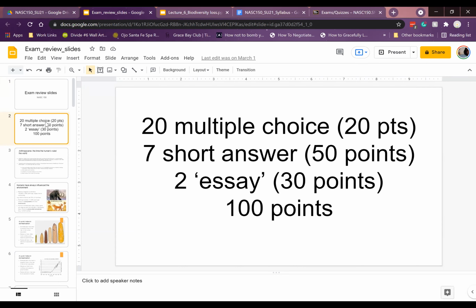Now, if we look at the slide here, we have 20 multiple choice questions, 7 short answer questions, and 2 essay questions, giving you a grand total of 100 points, or 25% of your grade. So it is worth a bit of your grade, but it is fully open notes, technically open book, but you don't really have a book, fully open internet. So you have all the resources at your hand to use.